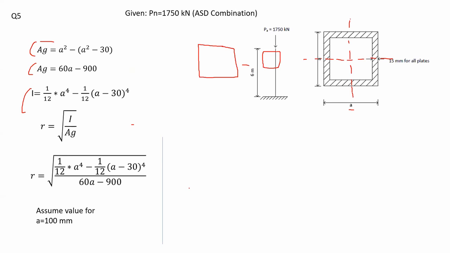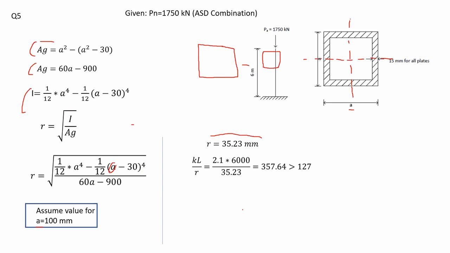I have to start checking some values for finding the optimum value for A, which is my variable. So what am I going to do? I start with an assumption again. I will assume a value for A equal to 100 millimeters. If you do that and calculate R from this equation, you put the value 100 here and there. You would get your R equal to 35.23 millimeters.